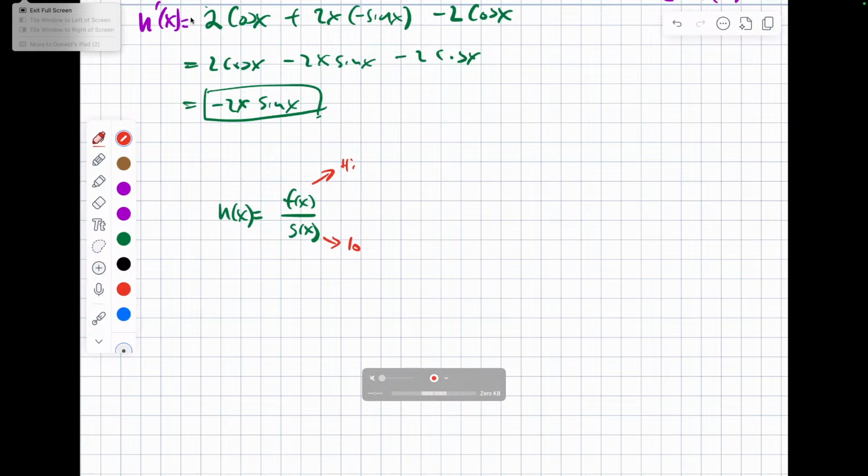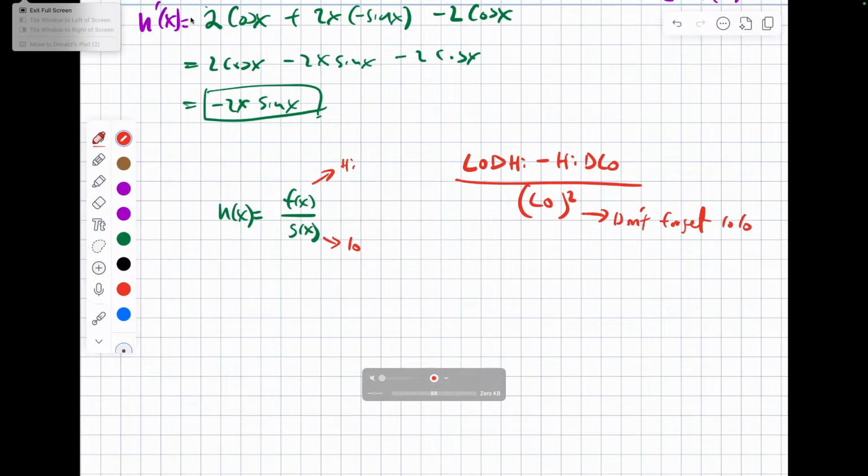Now, the acronym is like this: low d high minus high d low, over low low. I don't know how you memorize that. Okay, so the low low is just low squared. Don't forget low low, because a lot of the time people just forget the bottom part altogether. But you cannot do that. You have to make sure the low low is there.